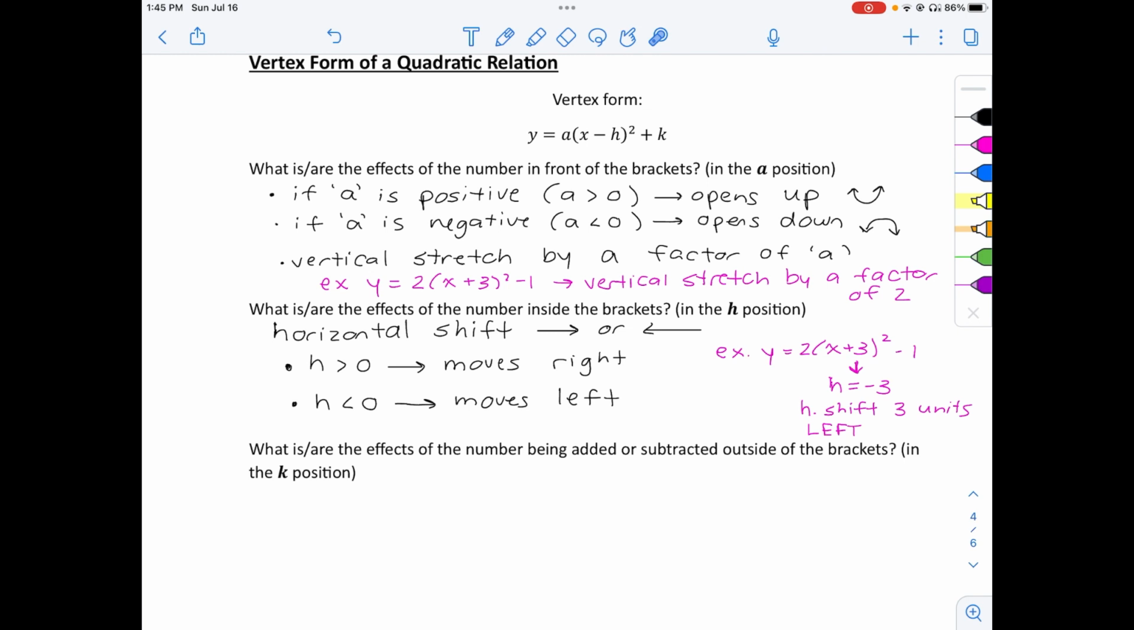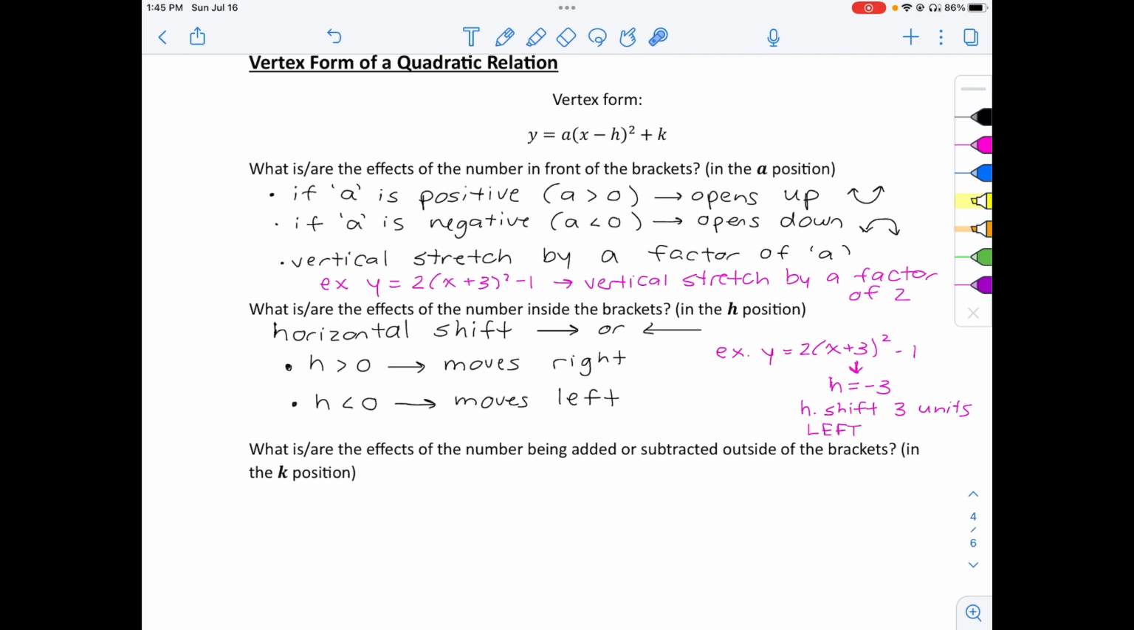Okay, that's the most common mistake, like looking at this and saying, oh, it's moving 3 units to the right because this is positive. But again, h is not actually positive, it's negative 3. So this would be saying there's a horizontal shift 3 units to the left. Again, we'll look at some more examples practicing with different numbers, but that's something key to make sure that you note because it is a very, very common mistake that I see.